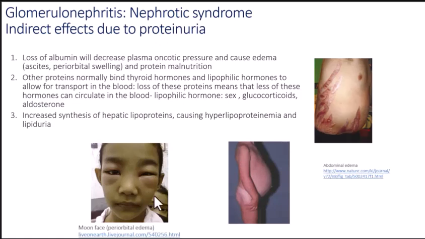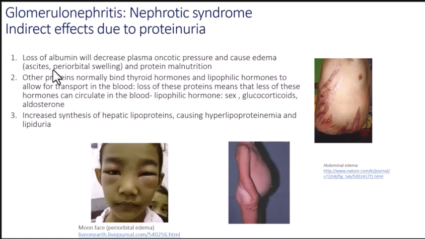And so these are a few examples of presentations that could exist when we see this loss of albumin causing swelling within the interstitial spaces. Swelling in the face and swelling in the abdomen. In the face here, it's called periorbital edema. So around the orbit, we have swelling. And then in the abdomen, you should recall that this is called ascites. So that's the first indirect effect.